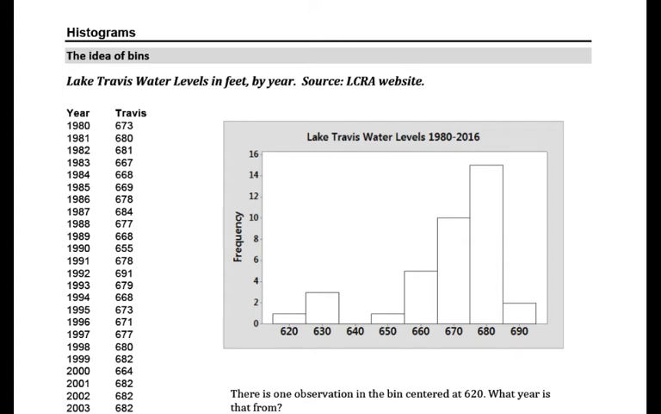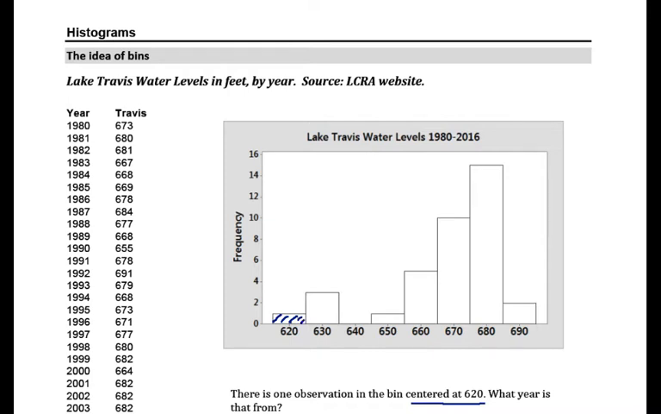To understand a histogram, we first need to get into the idea of bins. So what we have here is a graph that represents Lake Travis water levels. These are taken from January of each year from 1980 to 2016. So the first question says there's one observation in the bin centered at 620. So that means we're talking about this bin right here.